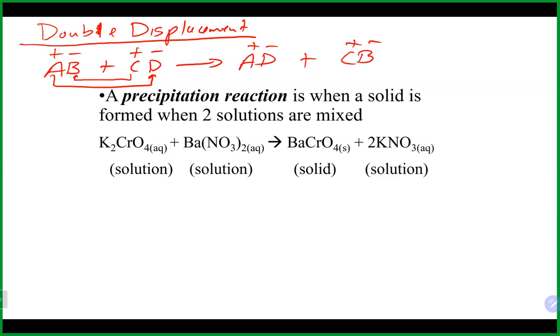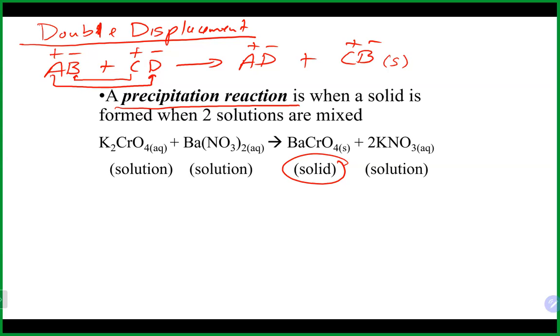Now, double displacement, which is that basically the 2 positive guys switch partners, is the big classification. And if one of these guys makes a solid, that is what is more specifically referred to as a precipitation reaction. So a precipitation reaction is a more specific classification of a double displacement reaction. A precipitation means that you made a solid, and if you remember, one of the reasons why a reaction takes place is the formation of a solid. So because we made a solid here, that's really what is happening.